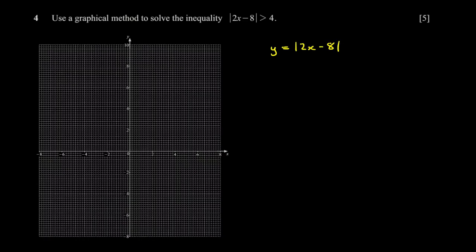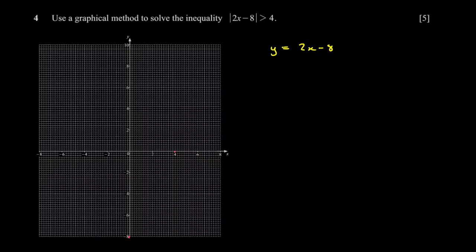And how do we plot the graph of y equals mod 2x minus 8? The first thing we do is we plot the graph of y equals 2x minus 8 without the modulus. Okay, so y equals 2x minus 8. And hopefully you know that that is a straight line with a gradient of 2, and that goes through the y-intercept at negative 8, right? So we expect the graph here to go through negative 8, and gradient of 2, right?